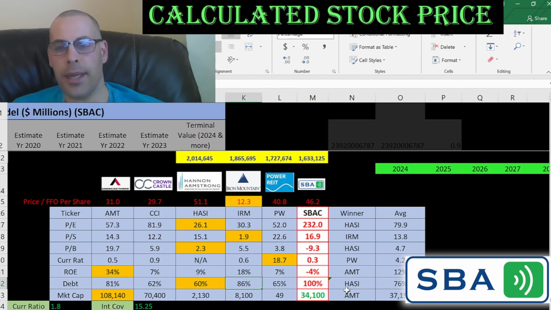They're 100% debt. In terms of market cap, they are a pretty big company, 34 billion. American Tower is the largest REIT at 108 billion, and Crown Castle is one of the large ones as well at 70 billion. So it looks like a really terrible company when you look at these numbers, but the stock price keeps going up, so people are making money on the stock.